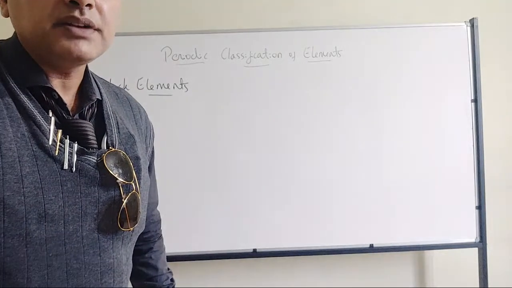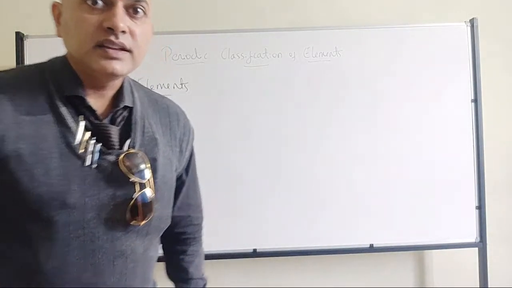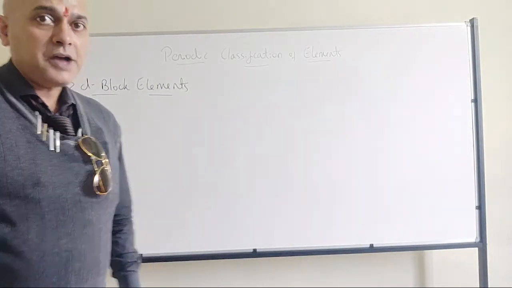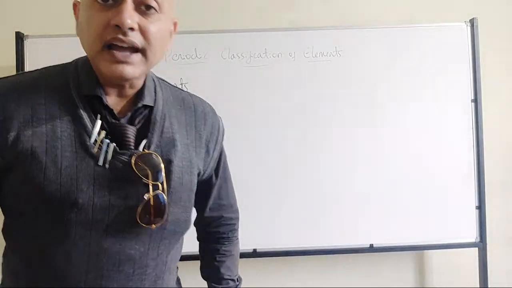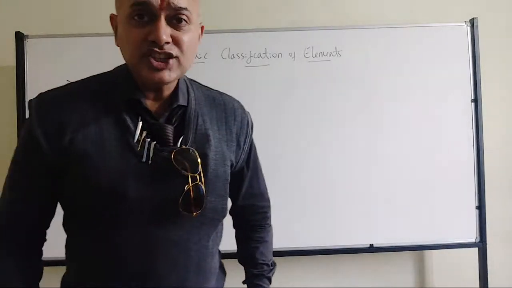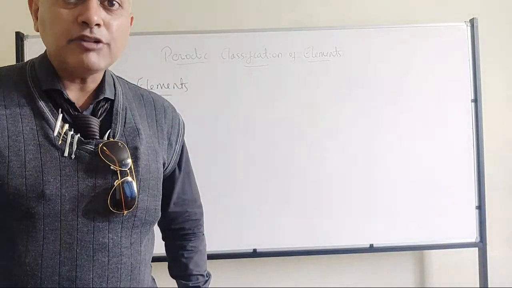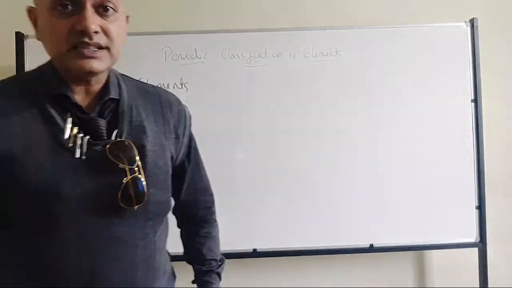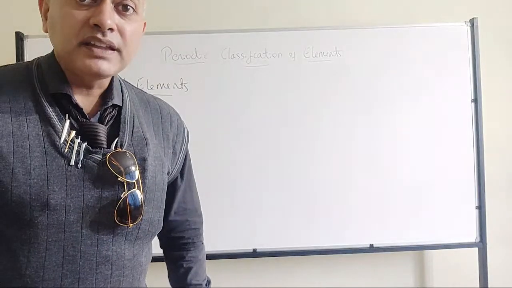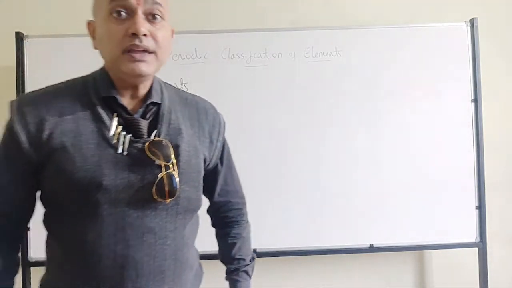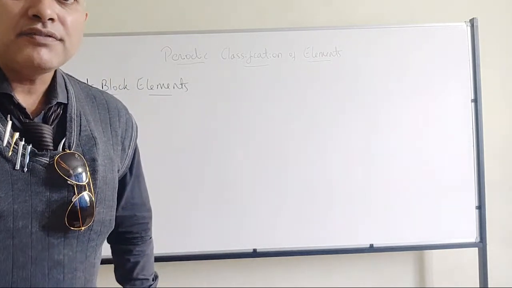So d block elements, it should be a small d. Okay? So d block elements are nothing but those elements wherein in their penultimate shell there will be filling of d subshell. That's where we have the d block elements. Not in the outermost shell, it should be the penultimate shell, where d is getting filled up.